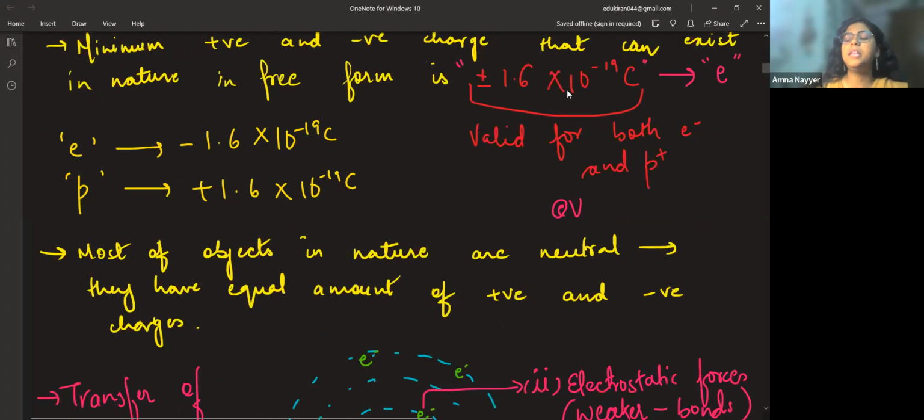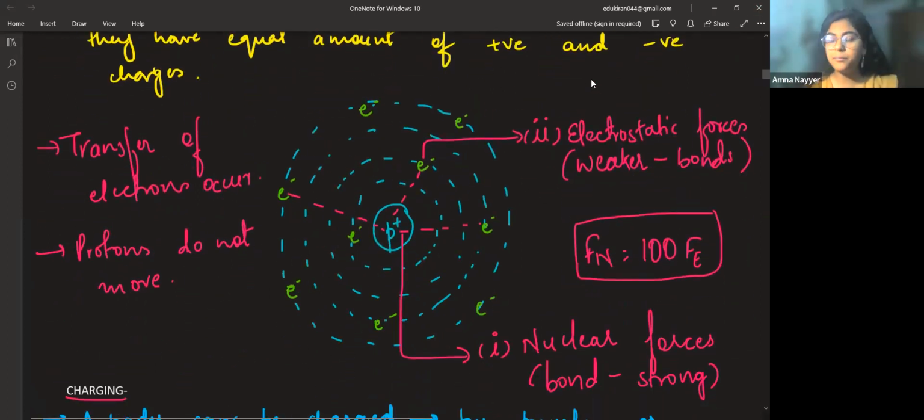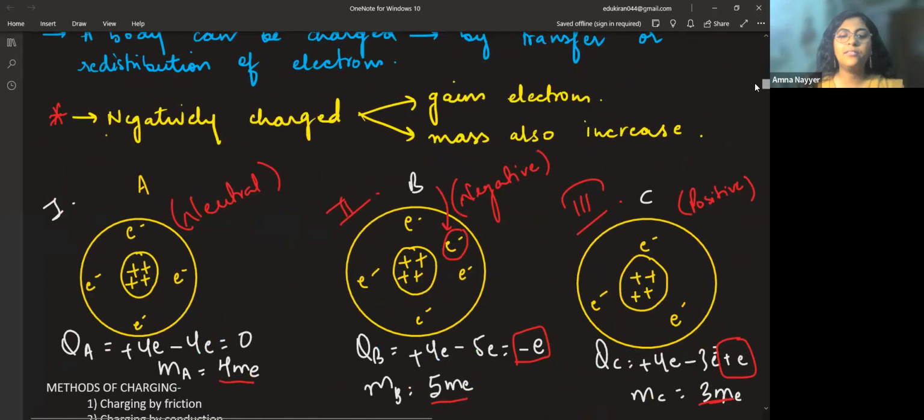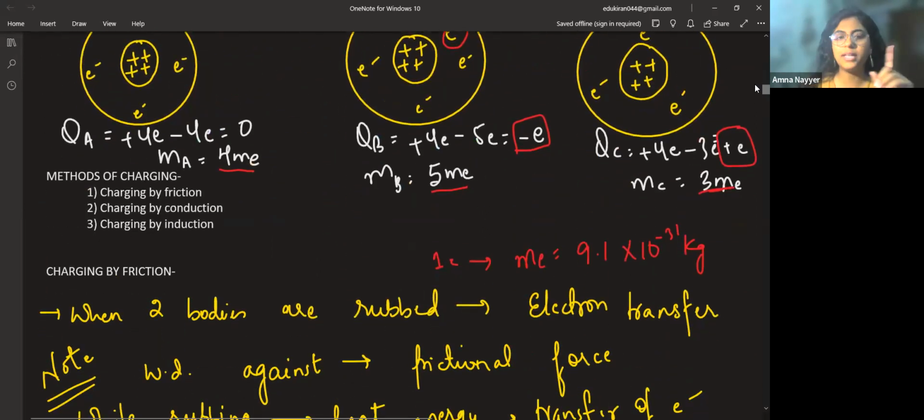This is the minimum amount of charge that is held by a single electron or a single proton. That is 1.6 into 10 to the power minus 9. Then we see it's the transfer of electrons that make the conduction or the charging possible. Protons do not move because of the strong nuclear forces and weaker electrostatic forces. This we had seen.